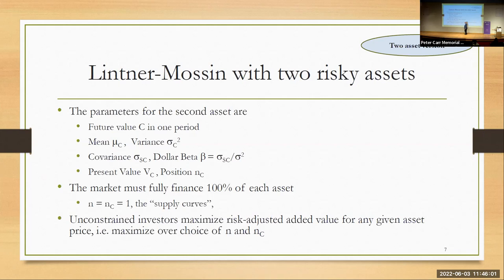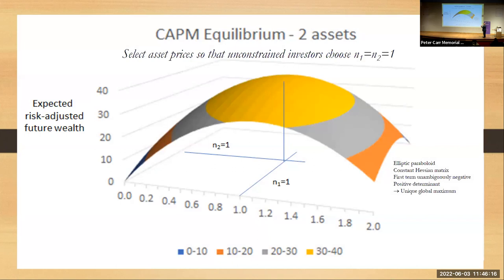But we still have a market clearing condition. The market has to sell all the available securities, so both the end values are 1. Unconstrained investors are going to maximize risk-adjusted value added. And what they get is this nice, beautiful elliptic paraboloid. And they say, okay, based on this, the market, quote unquote, is going to set the prices of the 2 assets so that both of these markets clear for each asset. We maximize, of course, this is uniformly concave, doesn't even depend on N at all. Now we get a unique global maximum easily as long as it's unconstrained.